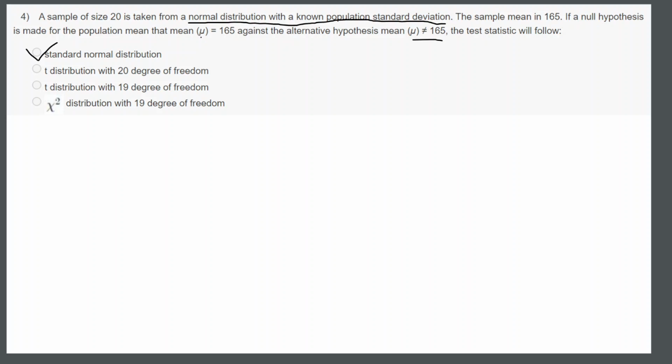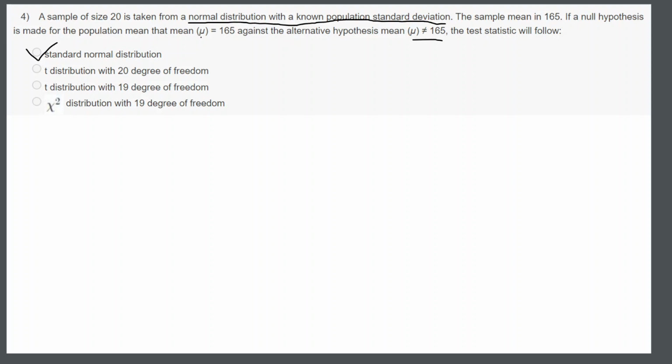So the sample mean is 165, mu is equal to 165. The null hypothesis is made for the population mean, mu is equal to 165. Again, the alternative hypothesis is that mu is not equal to 165, that is the statistical model. Since the population standard deviation is known and it is a normal distribution, the sample taken from the lot should also follow the standard normal distribution.